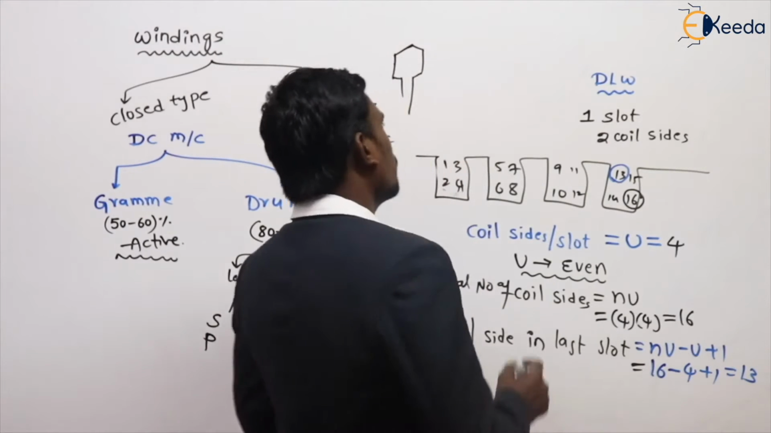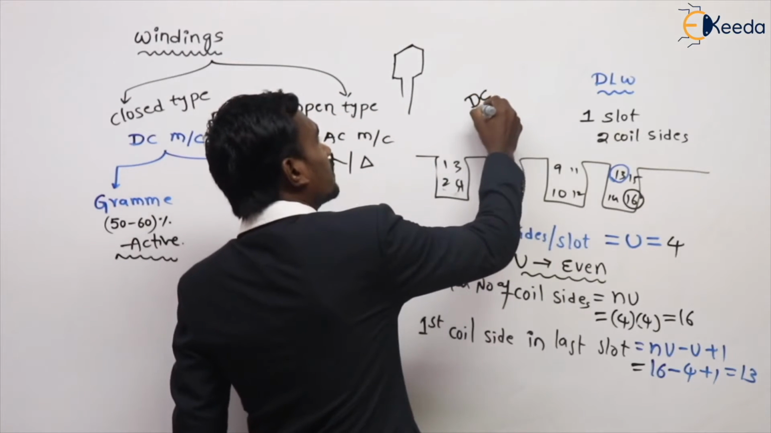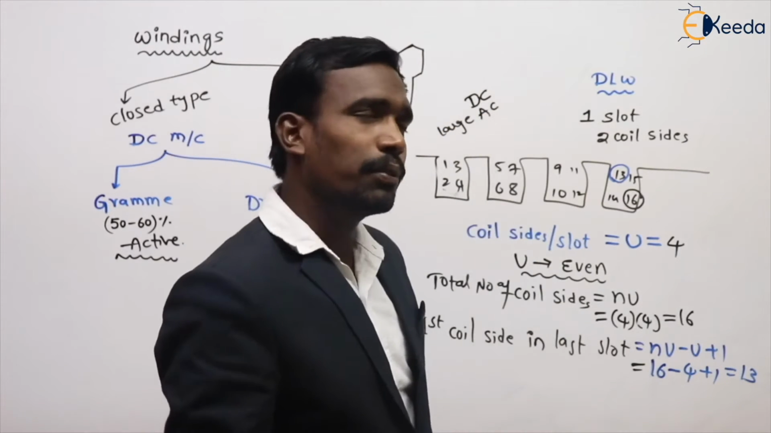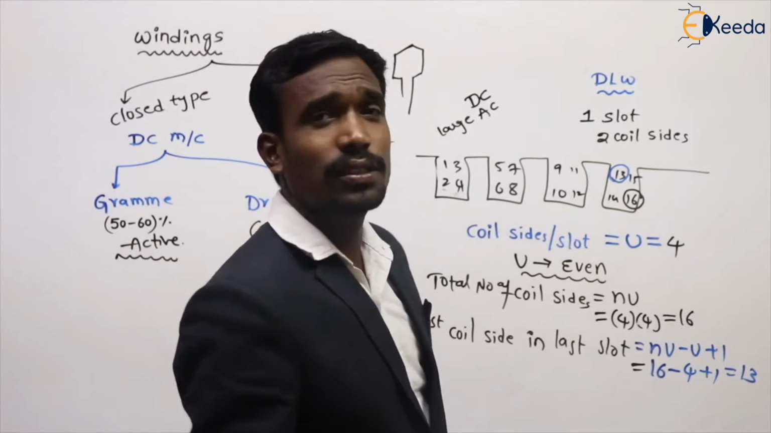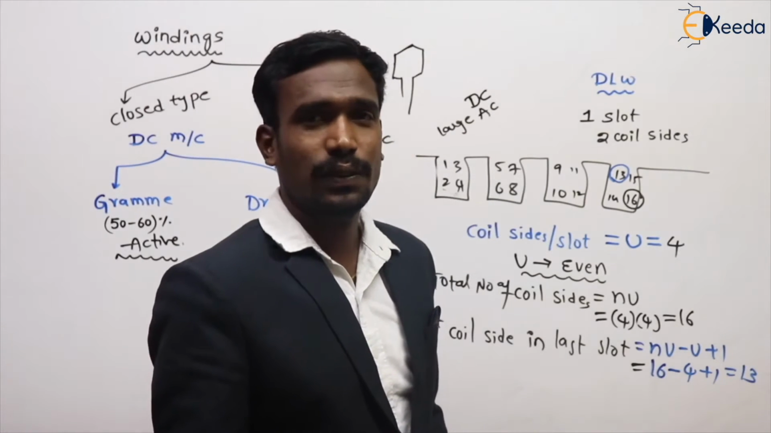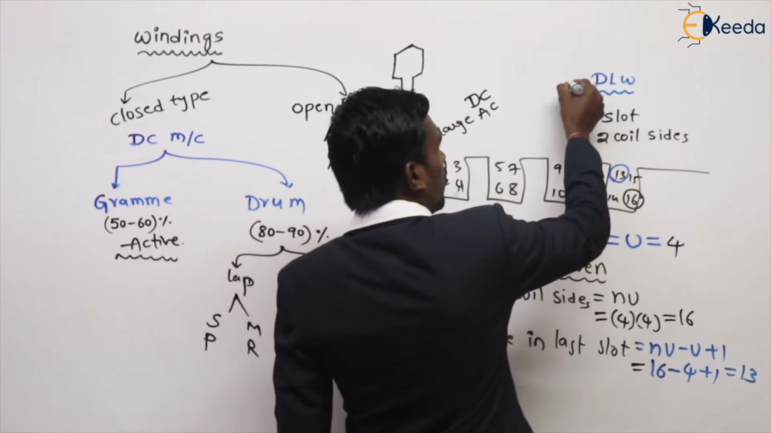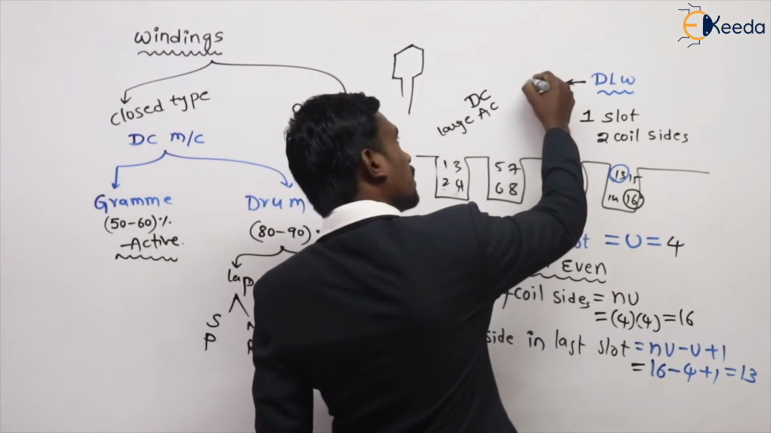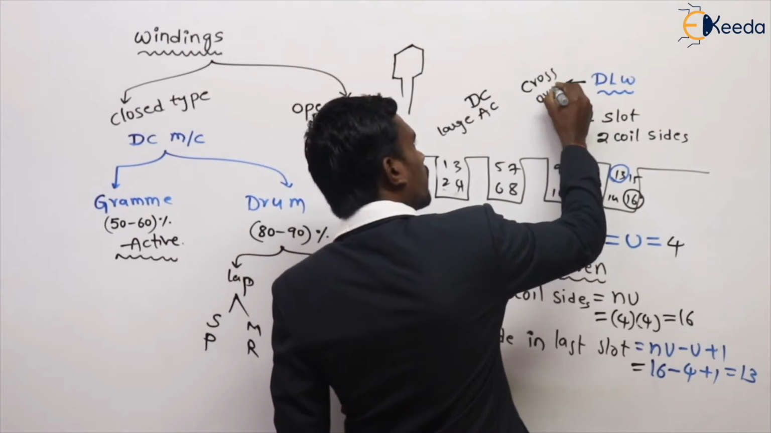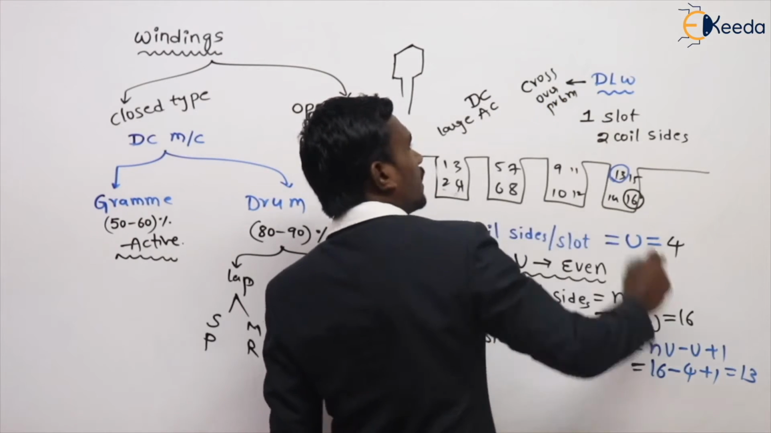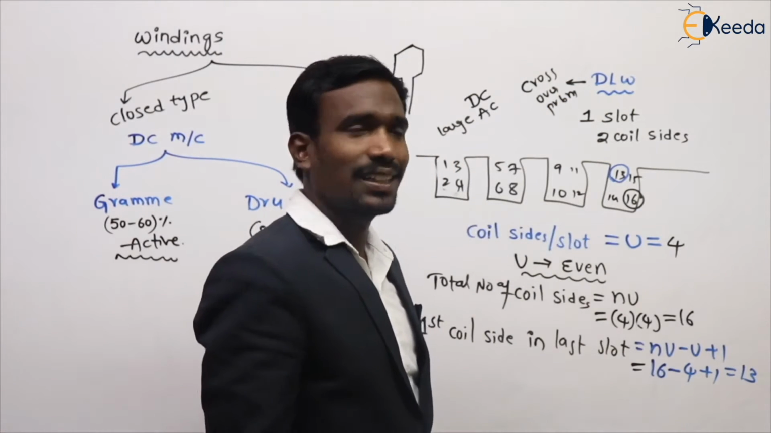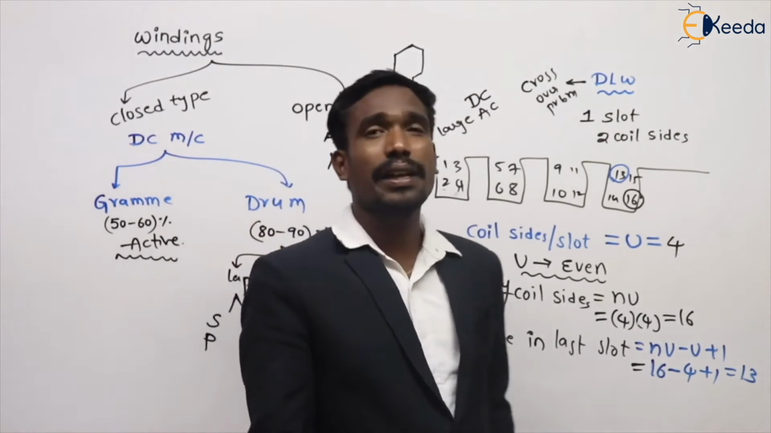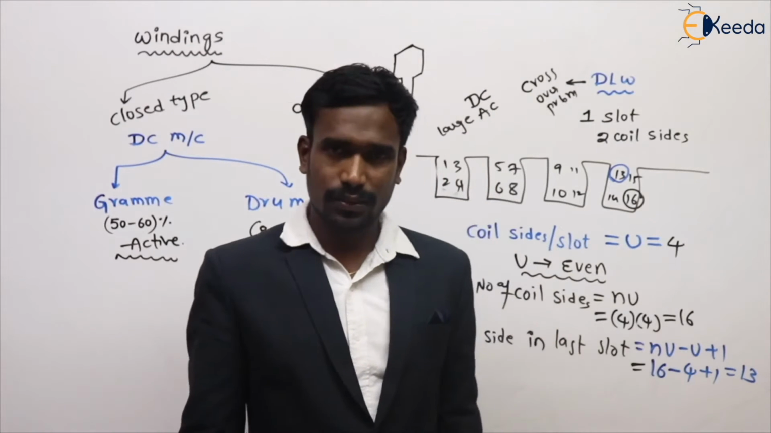Generally, the double layer winding is used for all DC machines and large rating synchronous machines. We are using double layer winding for DC machines and large rating AC machines. And generally, the only problem of double layer winding is crossover problems. Here, crossover problems are comparatively more, but generally this is the preferable winding in our electrical system. This is simply about the importance of double layer winding, right?